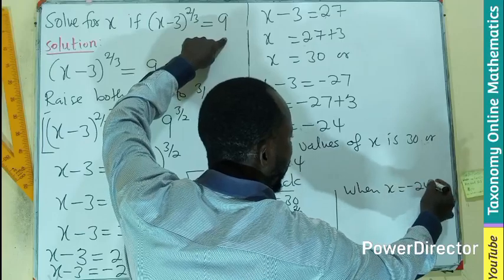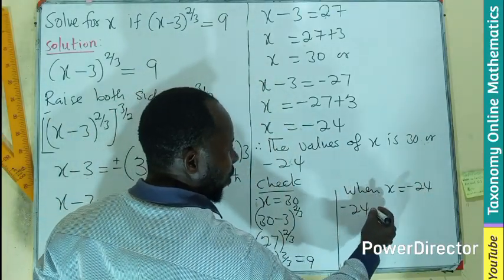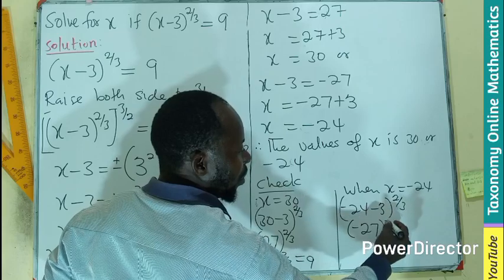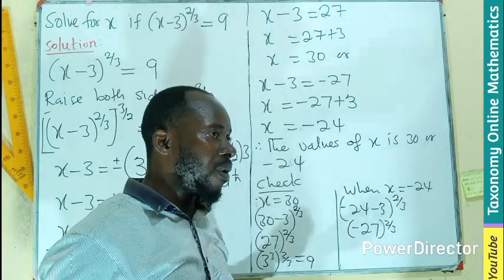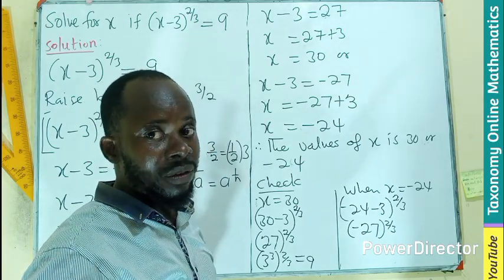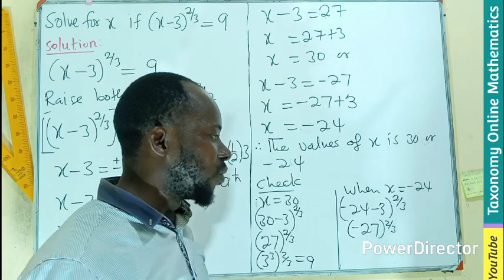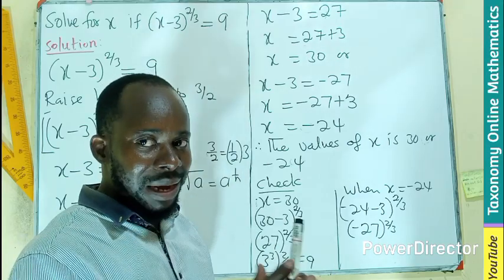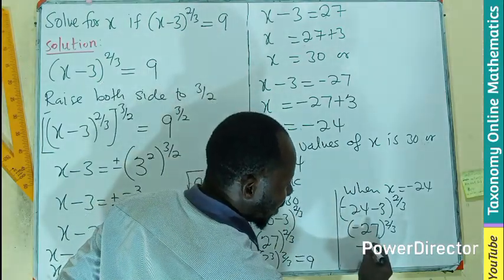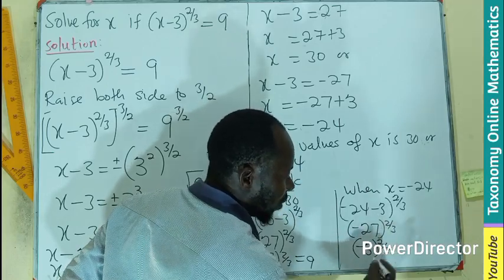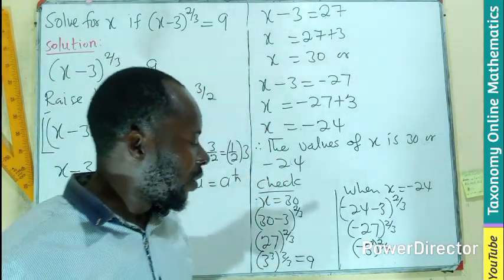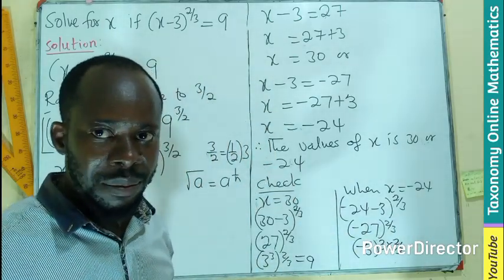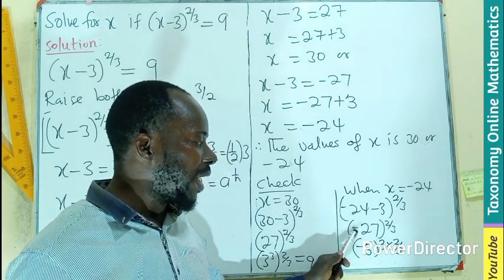Then when x is negative 24, the next one means negative 24 minus 3, to the power 2/3. We have negative 27 to the power 2/3. We are looking for values that we can multiply consecutively and still have negative 27, and that is negative 3 times negative 3 times negative 3, which gives us negative 27. So I still have negative 3 to the power 3 times 2/3. This will be the best way to write it, with all of this representing negative 27.